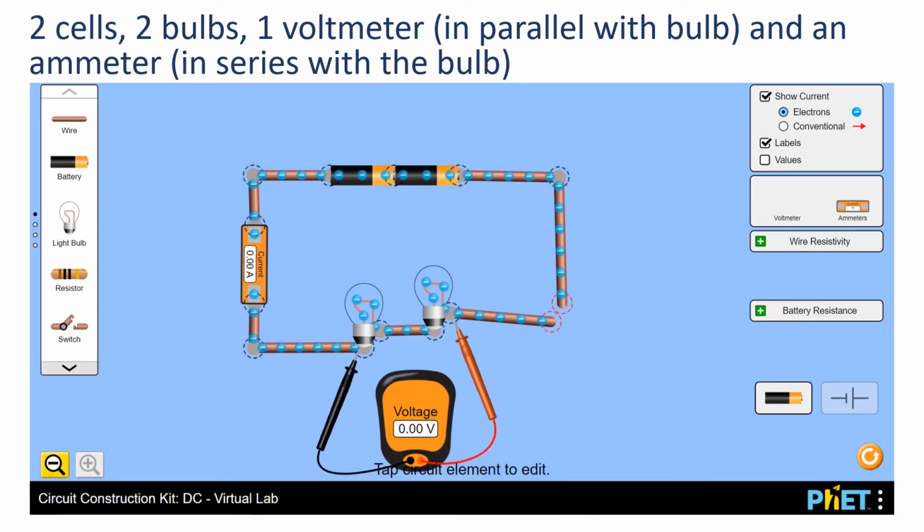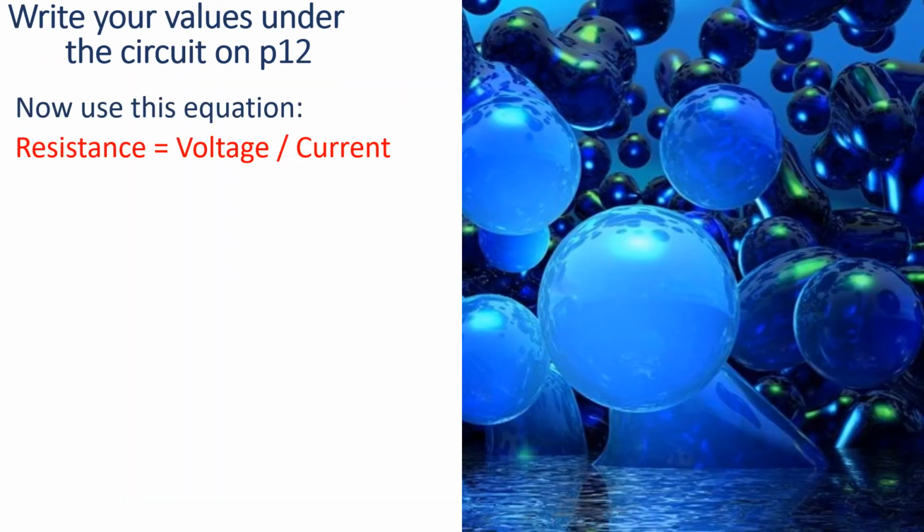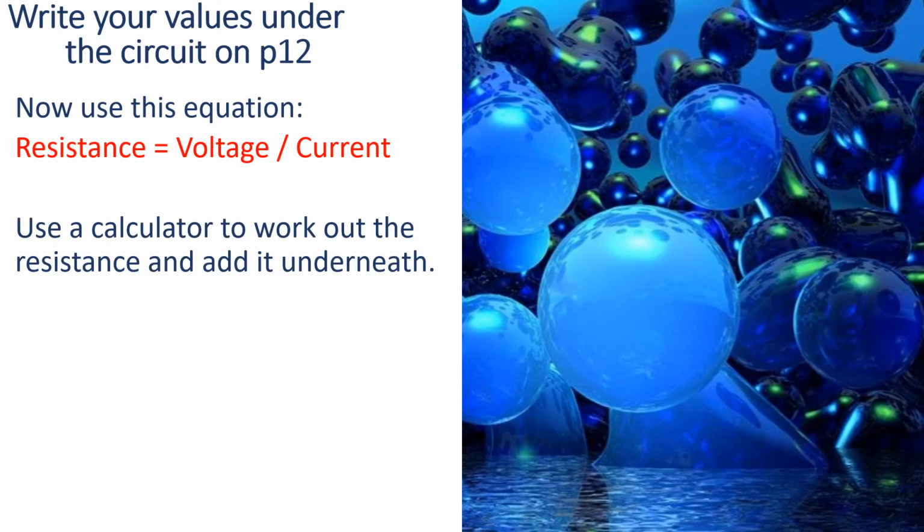So when you've built it, it looks like that. Again, I haven't connected it up. Take the voltmeter and the ammeter reading and write it on the page in your book. So you write those in, and again, a reminder, once you've written the values in, divide the voltage by the current and write down the resistance underneath.